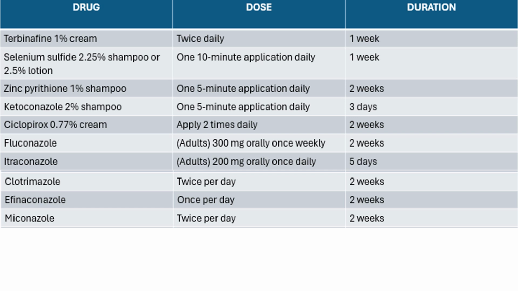There's ketoconazole 2% shampoo, which is one 5-minute application daily for 3 days. There's ciclopirox 0.77% cream, which you can apply 2 times daily for 2 weeks. There's fluconazole. For adults, we have 300 milligrams orally once weekly for 2 weeks. There's itraconazole. For adults, it's 200 milligrams orally once daily for 5 days.